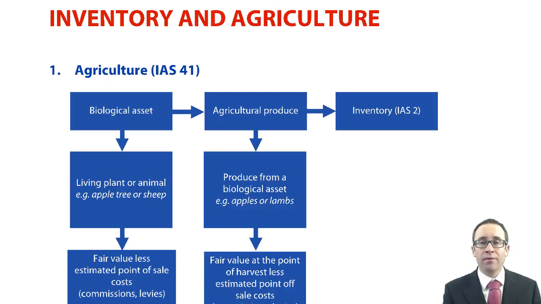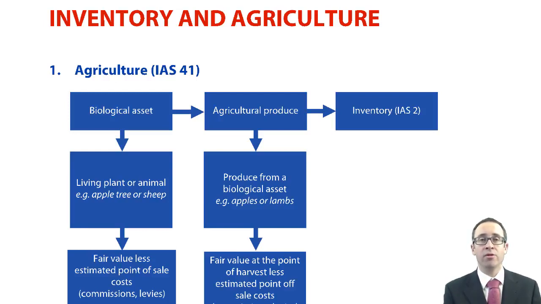IAS 41 involves agricultural activity. How do we account for any agricultural activity that takes place within a business? In the real world, you're very likely to see inventory as a standard, valued at the lower of cost and NRV. But you would only ever come across this accounting standard if you are the accountant within a business that performs agricultural activity.